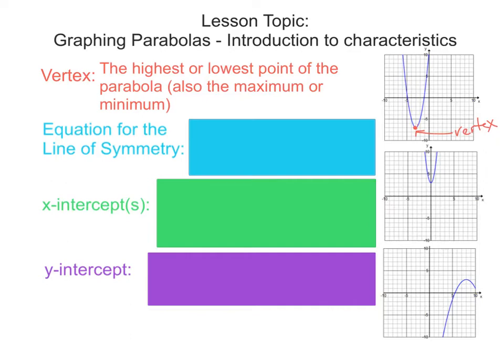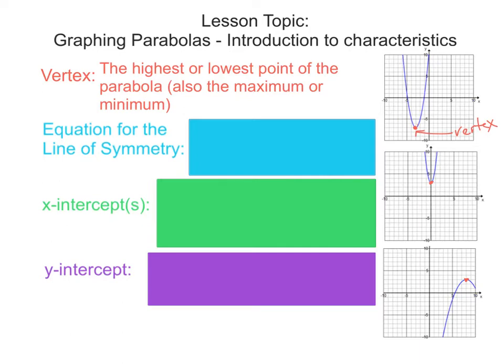All right, so the other two graphs, this is the vertex of this one, and it is also a minimum, and the vertex on this one down here is up here, and this is a maximum point. And it's still known as the vertex, but it's a maximum because it's the uppermost point of the parabola. All right, so that's vertex.